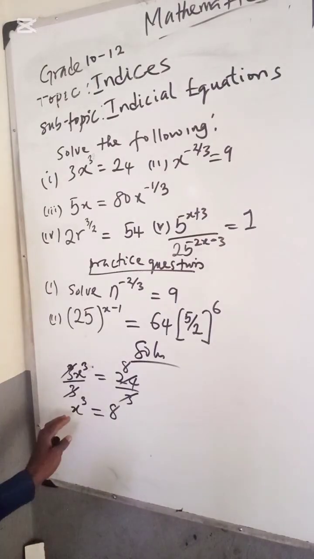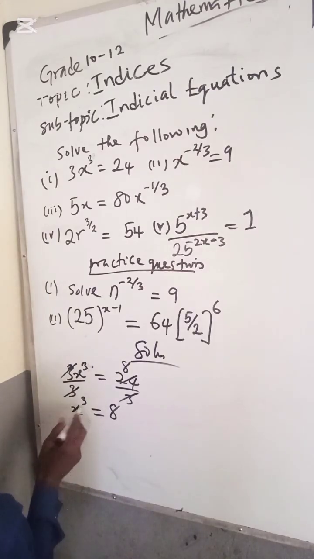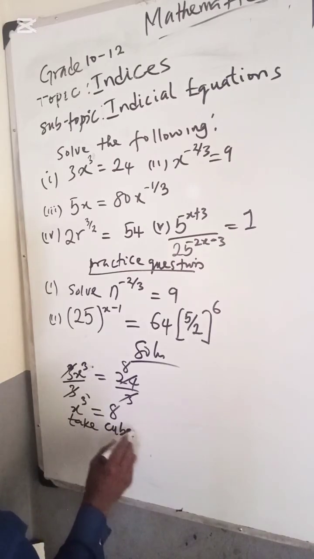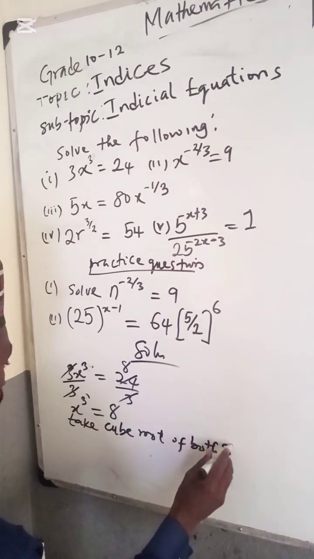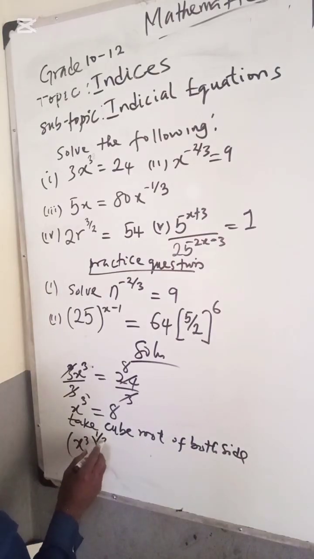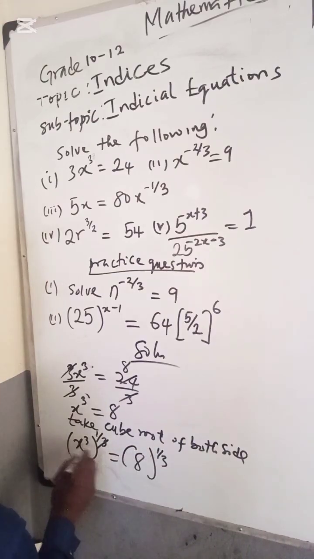Now, what's the next thing? We are asked to solve for x, so we have to look for the value of x. What we can do is take an inverse of this. You can take the cube root of both sides. So this one becomes x raised to power 3, everything raised to power of 1 over 3, then this one is 8 raised to the power of 1 over 3. We take away this. You have x is equal to what?